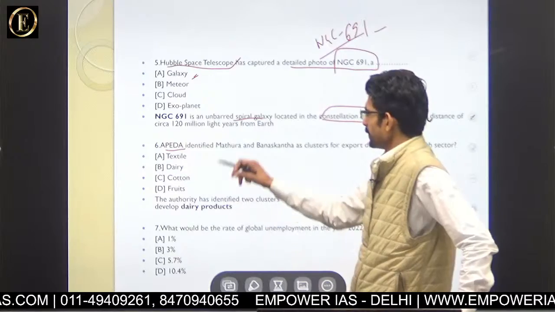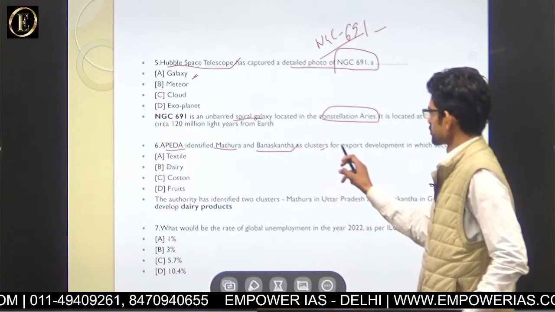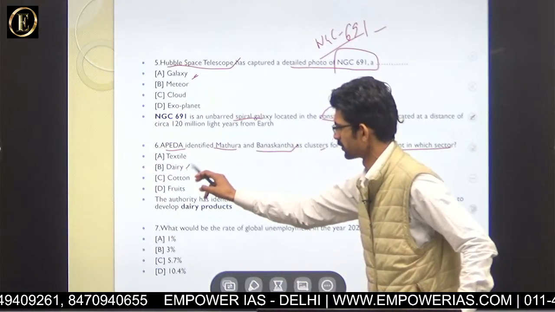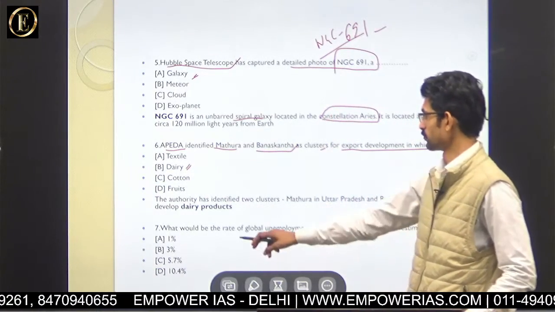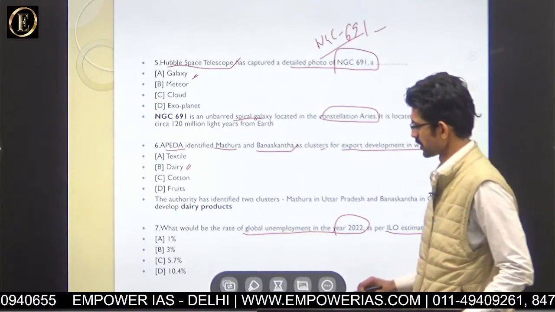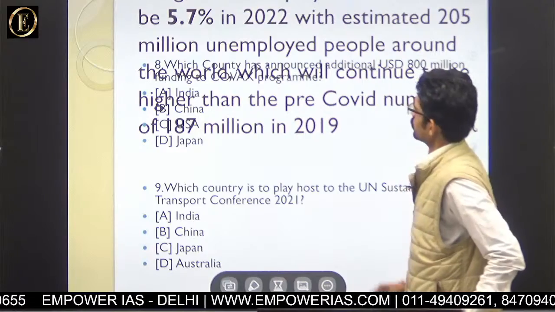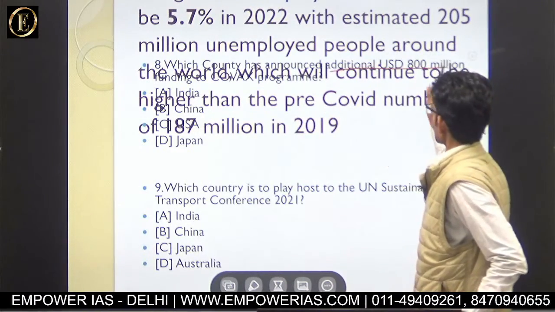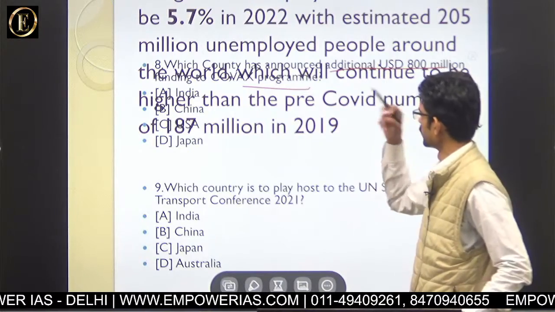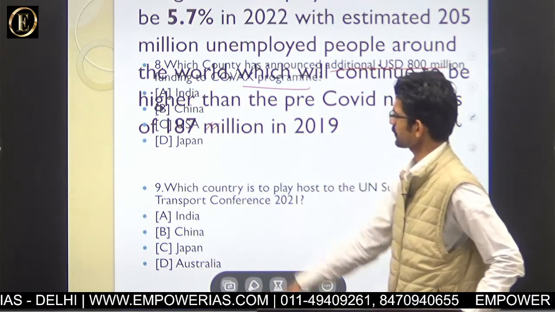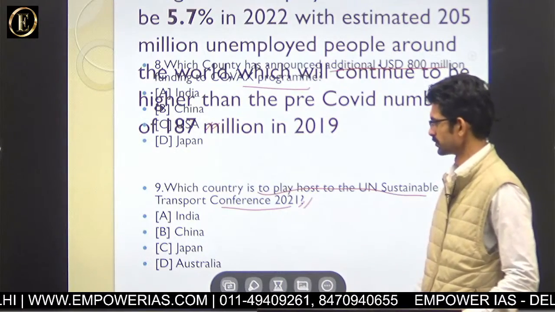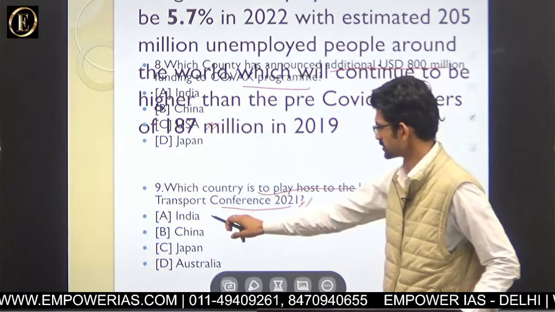Now, what is APEDA? APEDA identified Mathura and Banaskantha as clusters for export development for which sector? Banaskantha and Mathura have huge production of dairy, cows and buffaloes. And what would be the rate of global unemployment in 2022 as per the International Labour Organization? It is around 5.7%. Question 8: which country announced an additional $800 million funding for the COVAX program to protect against corona? Which country has given 800 million of funds? That is the USA. Which country is to play host to the UN Sustainable Transport Conference in 2021? That country is India.